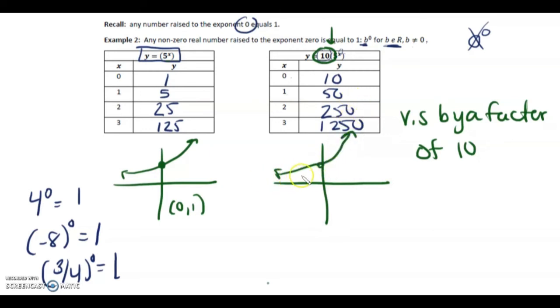It's going to look like an exponential function going up to the right, but now our y-intercept is actually going to be located at 10. So 0, 10. And every one of these numbers is now, if you can see, all the y's are multiplied by 10.